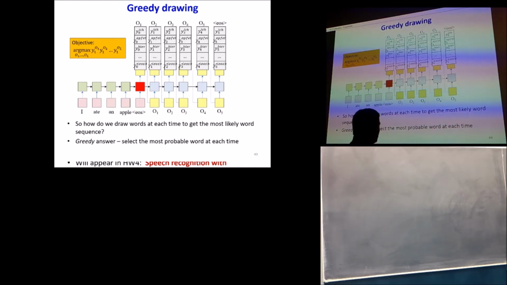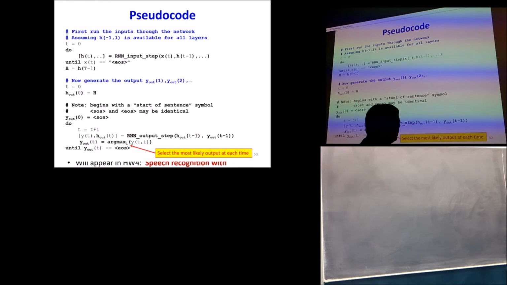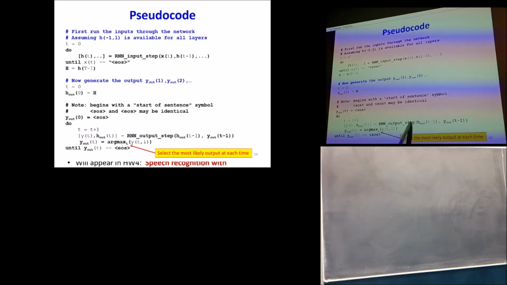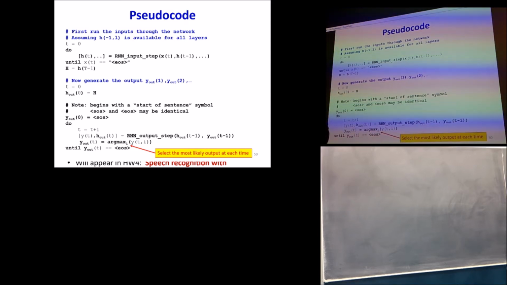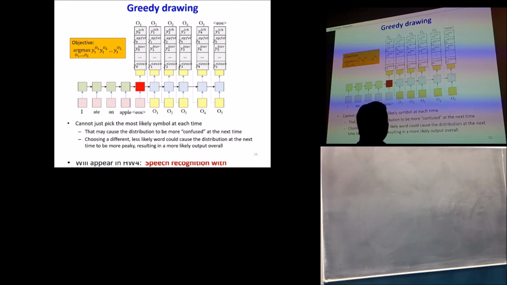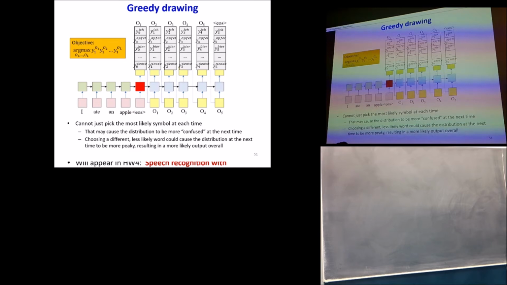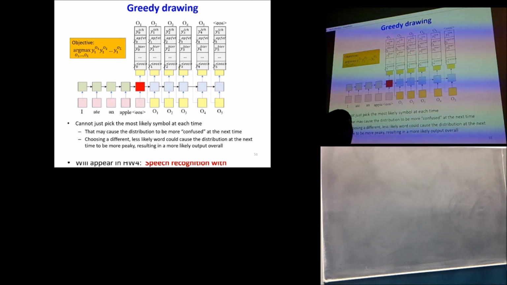This is greedy. And this greedy answer simply selects the most probable word sequence at each time until the end of sequence symbol becomes the most probable word. So the pseudocode for this is simply going to pick the most likely word at each time, the simple argmax operation. But the problem here is that simply picking the most likely symbol at each time doesn't necessarily guarantee that you're going to pick the most likely symbol sequence overall.